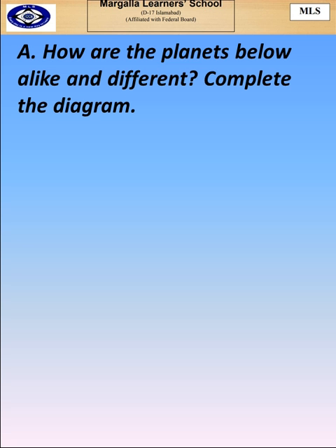How are the planets below alike and different? Complete the diagram. There is a chart mentioned. You're supposed to complete the differences and similarities. That is, the things which are different among Earth and Venus and the things which are same among Earth and Venus. As you are done with your reading, so you can complete this question by yourself. Pause this video and solve this question.